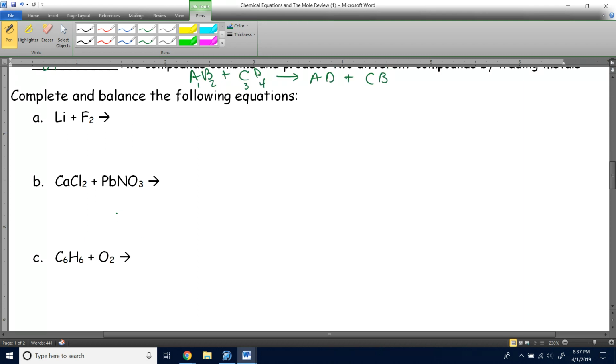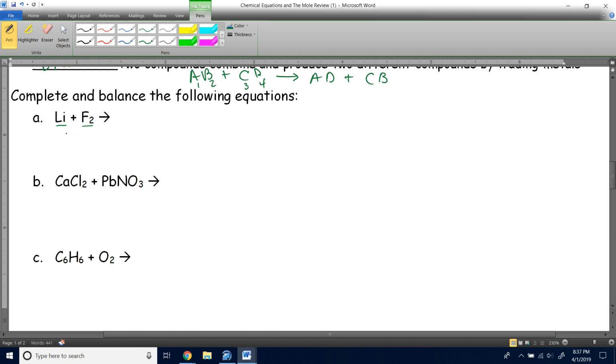So let's go on to problem 6. We're going to complete and balance the following equations. We have to take our previous knowledge on different types of reactions and predict what's going to happen. So we have to think about what happens when I have one element by itself here, Li, and another element by itself. In this case, it's a diatomic molecule, so it occurs naturally in two. We have two single substances. They're going to react together. What's going to happen? We have to think about it.